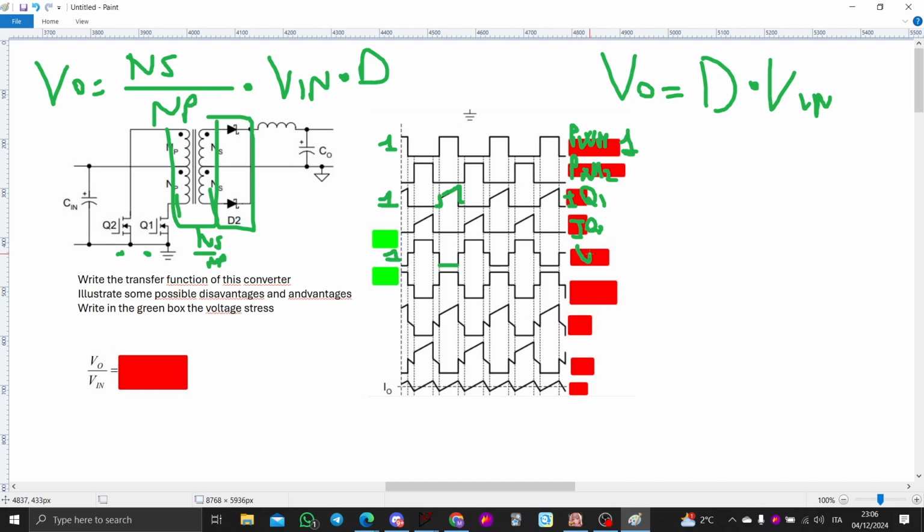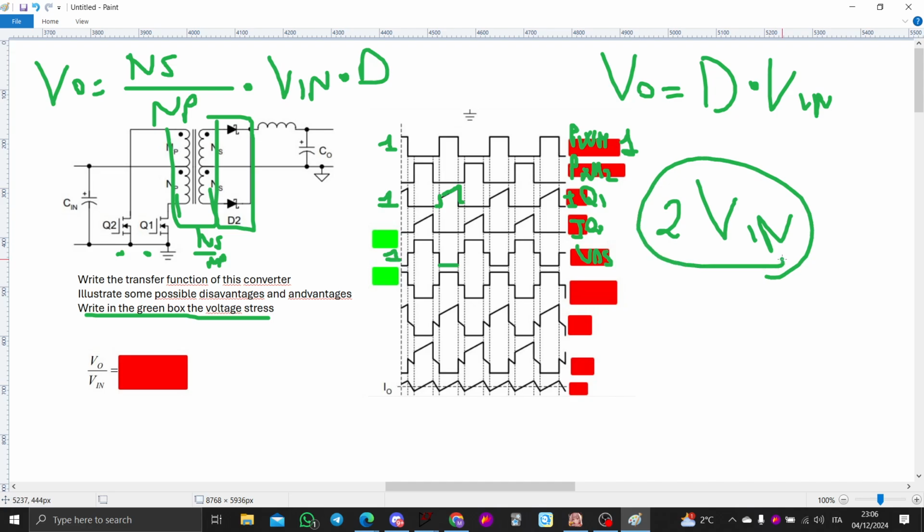So this is the VDS, and right in the green box the voltage stress. In a push-pull configuration, the voltage stress is given by 2Vin. I suggest that you memorize at least the voltage stresses in configurations like full bridge, push-pull, forward, etc., because it's quite useful, okay? Remember that the push-pull configuration has 2Vin, and the full bridge, because they have the body diode, has just Vin as stress.